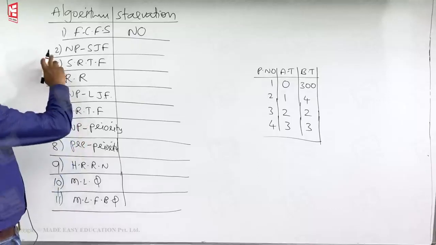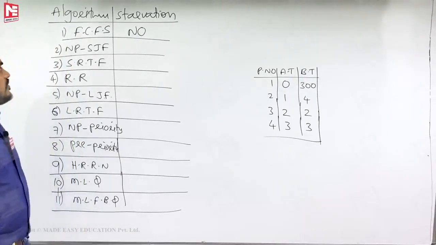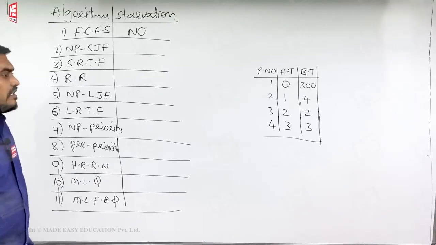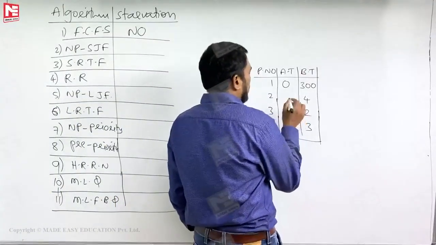Now think and tell me, non-preemptive shortest job first. In non-preemptive shortest job first, do you have starvation here? Yes, we are having starvation. So how are we having starvation? Somebody is thinking yes, somebody is thinking no. Just listen here.